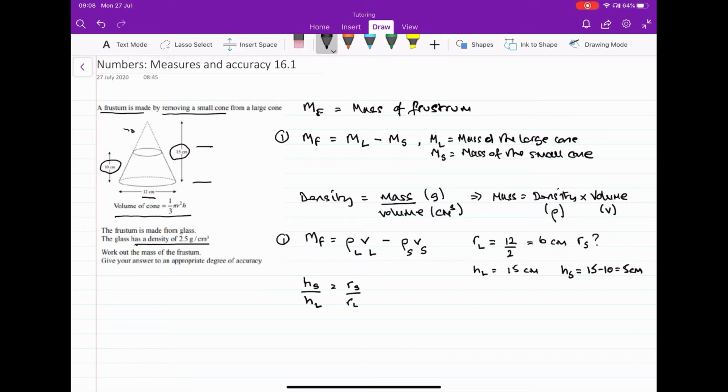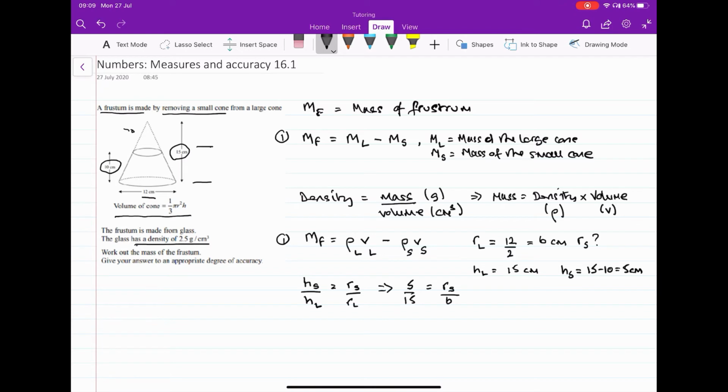Fortunately, we know a lot of this information, so plugging in the values that we have, we can say the height of the small cone, which is 5 centimeters, divided by the height of the large cone, which is 15 centimeters, equals the radius of the small cone, which we have yet to calculate, divided by the radius of the large cone, which is equal to 6 centimeters. So we now have to solve this equation for the radius of the small cone.